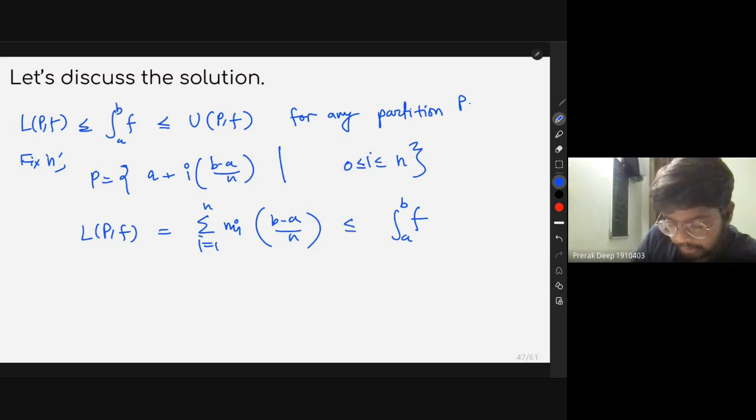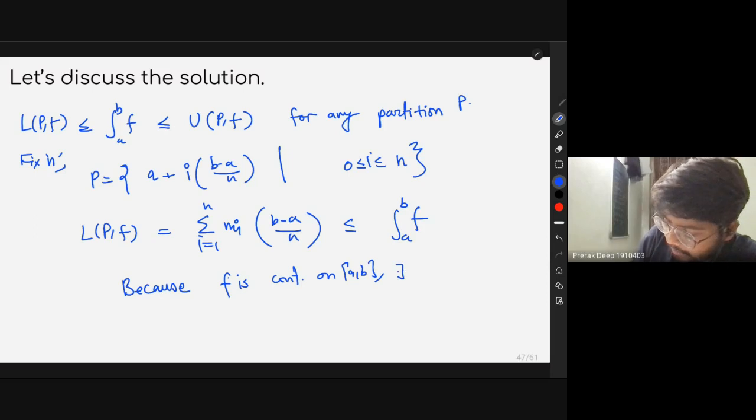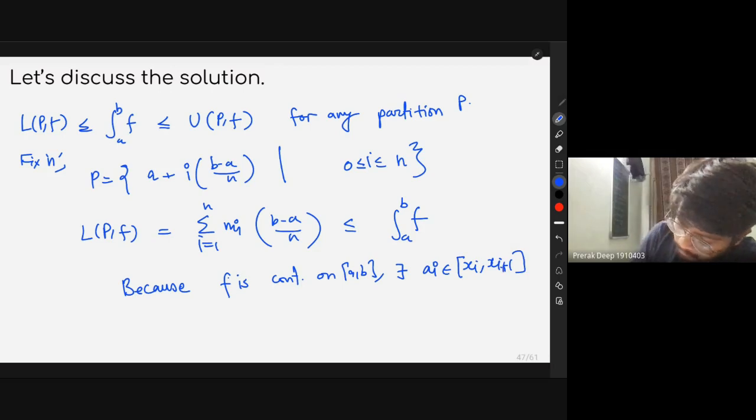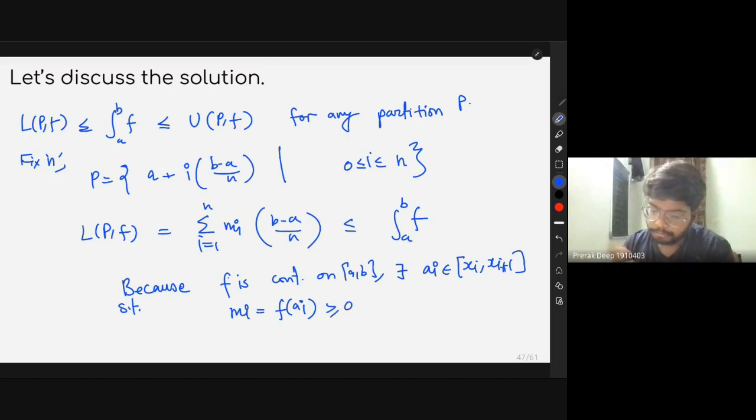Now, because f is continuous on [a,b], there exists some a_i in this interval such that m_i is attained by this a_i by the function, and this is given to be greater than or equal to 0.